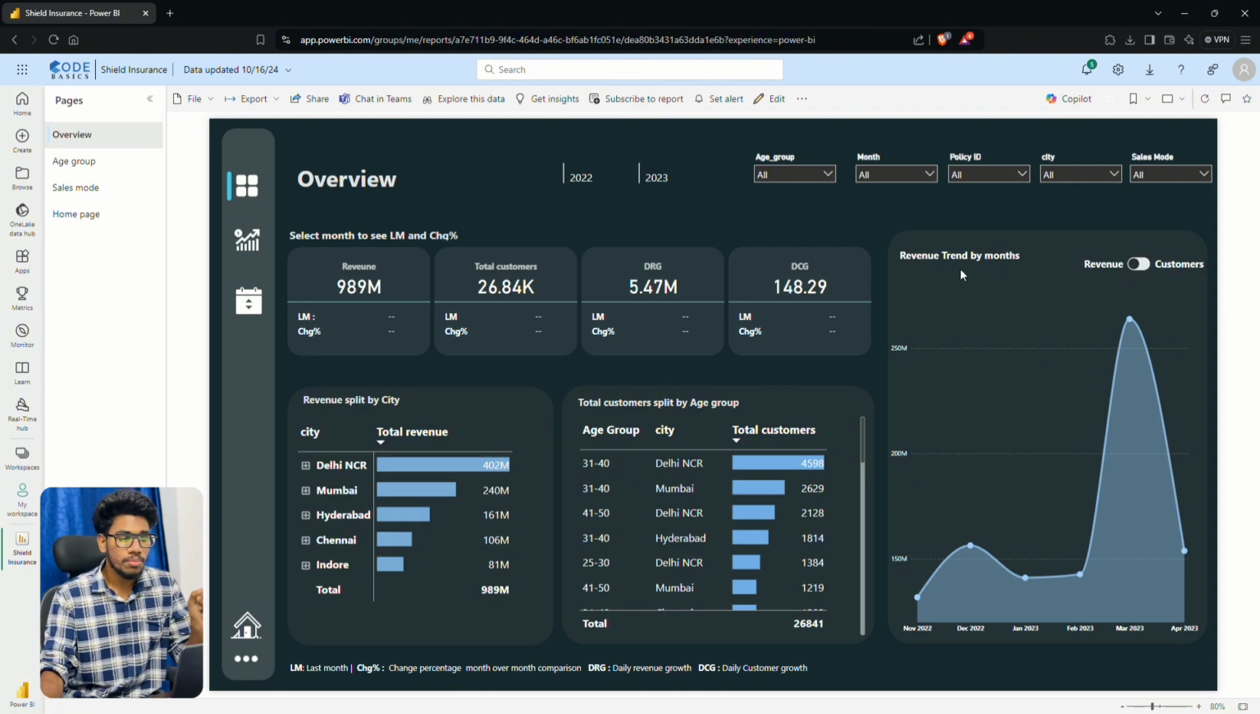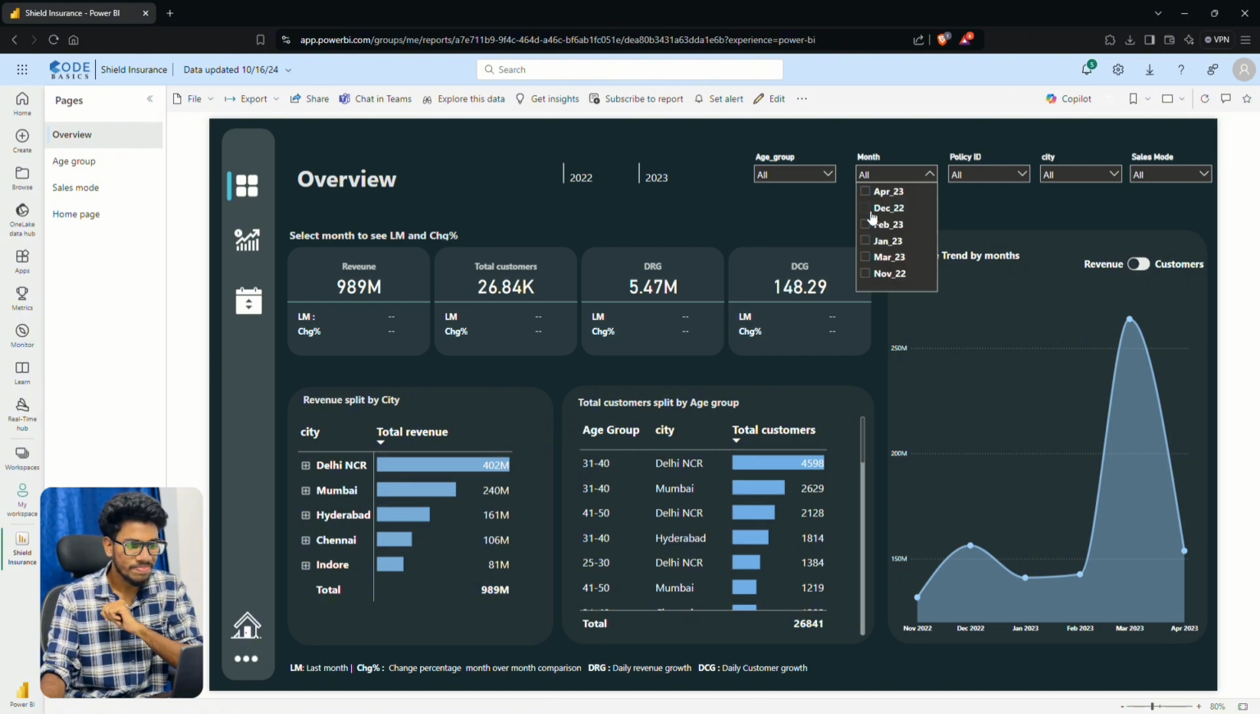You can observe here that the KPIs are not showing last month and the percentage change values because you have not selected any filter. We can see a message pop up here: select the month to see last month and percentage change. So to see the month-on-month comparison, we need to select a filter for the month. Let me select a month filter. Let's go for February 2023.